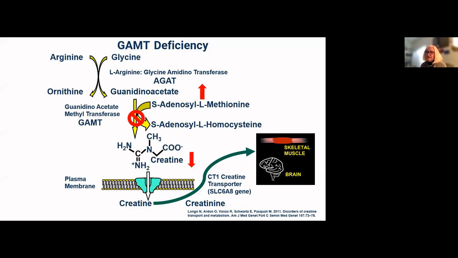Of course, having a low creatine, even if the creatine transporter works, there is not enough creatine to be taken up by the transporter. So you're going to have low creatine, deficiency of creatine in the brain and in the muscle. Next.